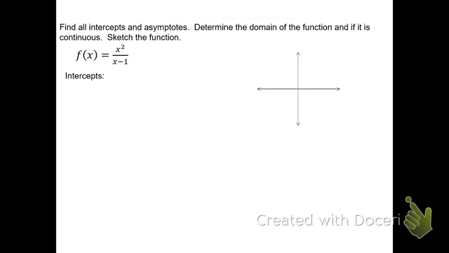All right, here's another example. Let's take a look at this one. Here, we've got f of x equals x squared over x minus 1. Now, this thing will not factor out. It's already factored. So let's go ahead and start taking it apart, and let's find all of our intercepts, asymptotes, domain, and the sketch.